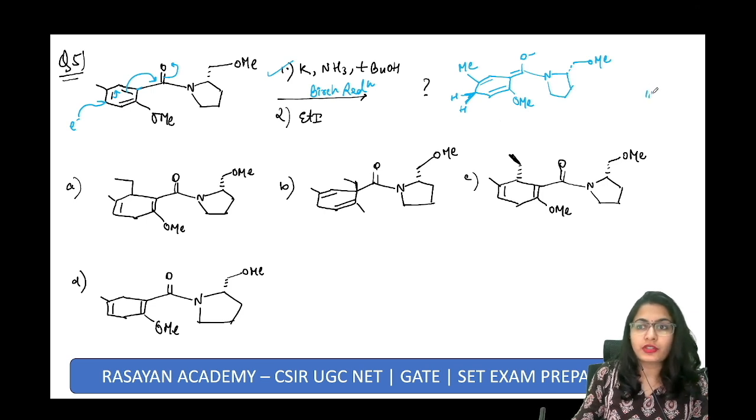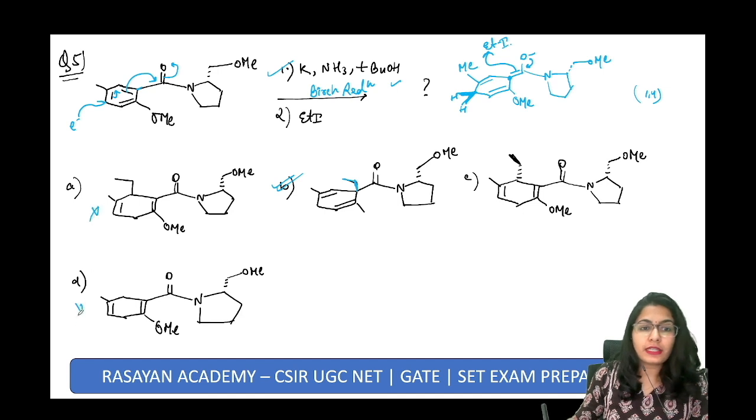Why is the other carbon not reduced over here? Usually 1,4 reduction takes place in the Birch reduction, but this part is already very electron rich. That's why the electron won't go over there. So after the Birch reduction is carried out on this carbon, in the second step you have added the electrophile, that is ethyl iodide. Now the electrophile is going to be attacked by the electron density on this carbon. Alright, so the ethyl group is going to come up over here, and B is going to be the correct answer.